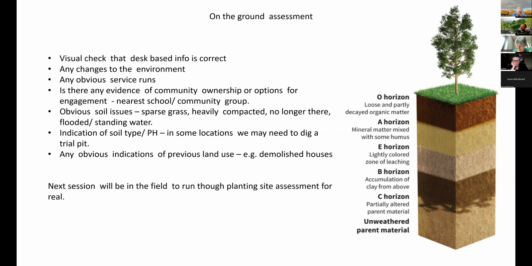As with everything, is there any evidence of community ownership or options for engagement? Where's the nearest school, community group? Are there options to get them involved in either the planting of those trees or engage them in some ongoing establishment work? We're going to try and do what we can to ensure that these trees are watered through the first few years, but if we can get local community groups involved in watering those trees, or the neighbours, then that's going to be great.